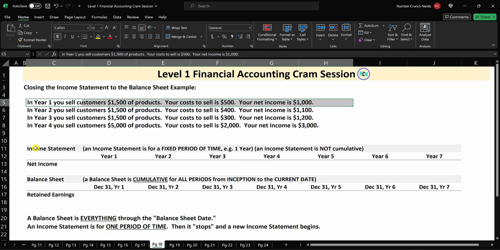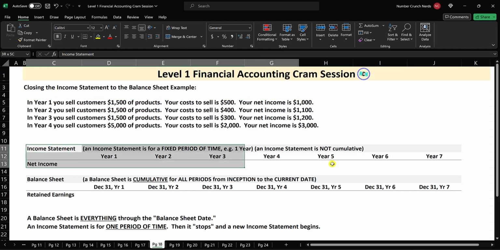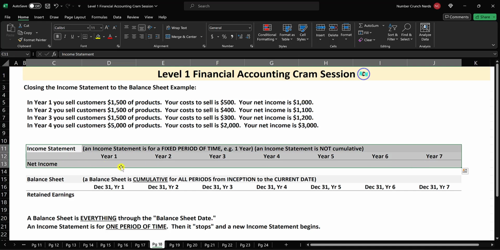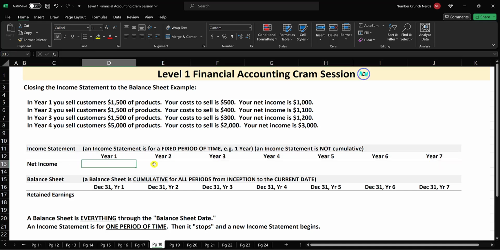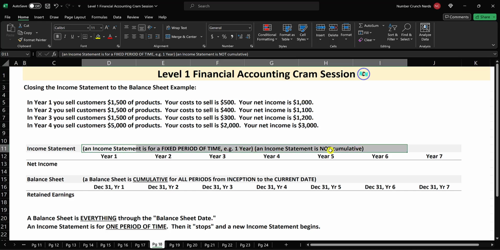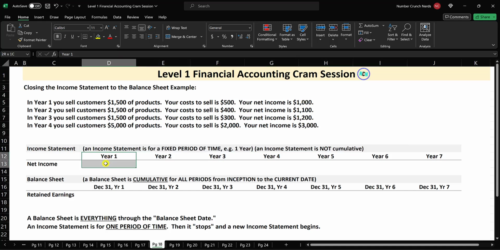I want you to look down here. This is where we're going to keep track of the income statement. We're going to keep track of net income in these cells right here. Remember that the income statement is for a fixed period of time, for example, 1 year. The income statement is not cumulative, meaning this income statement is prepared and then it's over. It is what it is. It ends at a certain date.